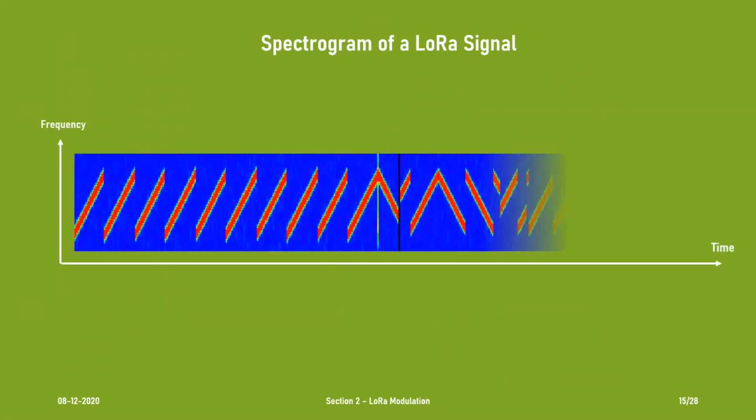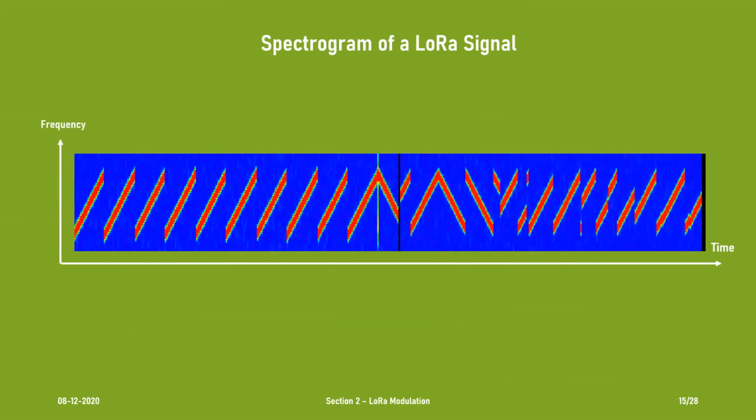It had some up chirps, and then there were some chop chirps that you see. Now you see, at least you have this small understanding that these chop chirps are representing the different symbols that I wanted to transmit.